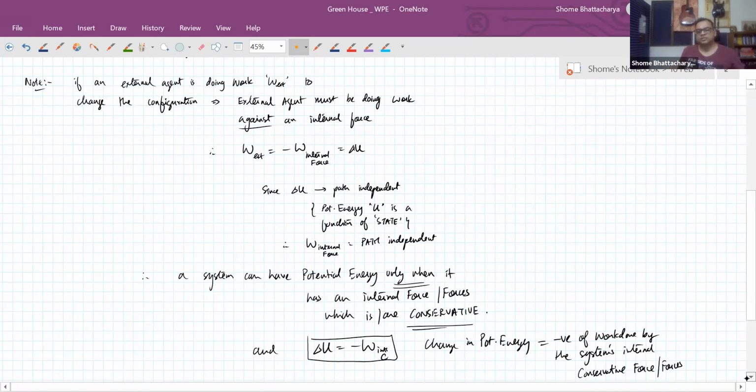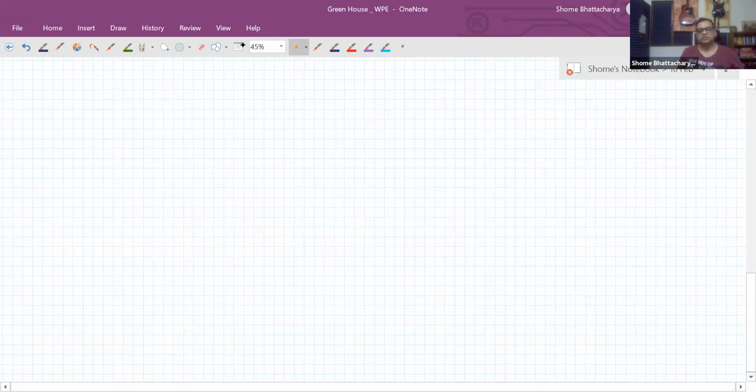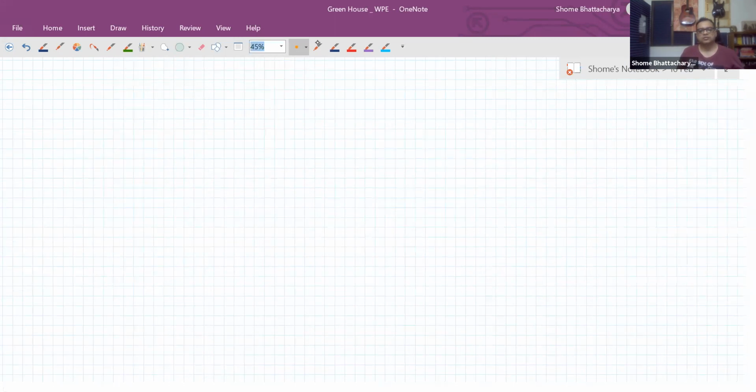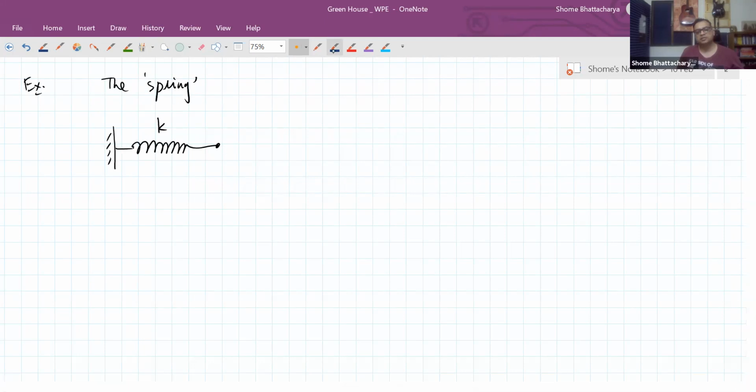Okay, so let us understand this whole concept with a couple of examples. For example, the case of the spring. Suppose we have a spring which is initially at natural length. It's an ideal spring at natural length. And now we want to extend the spring.